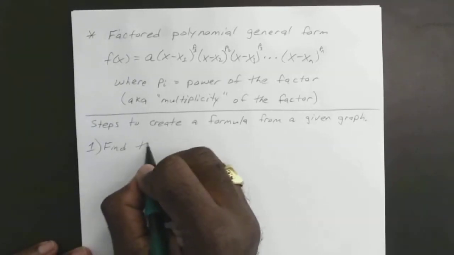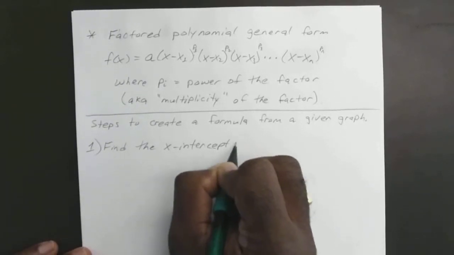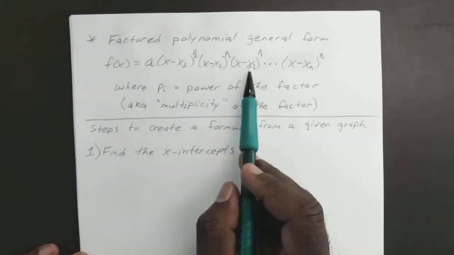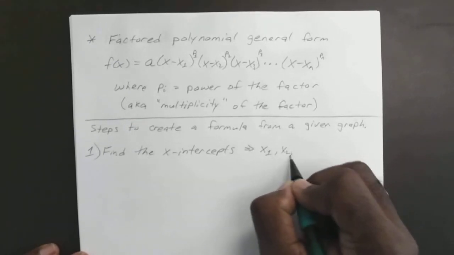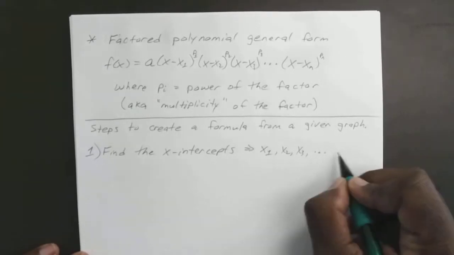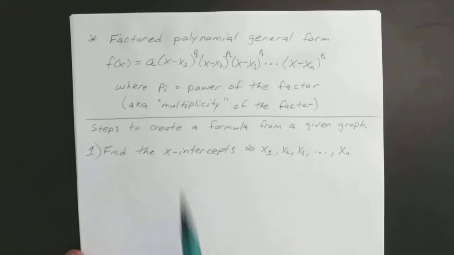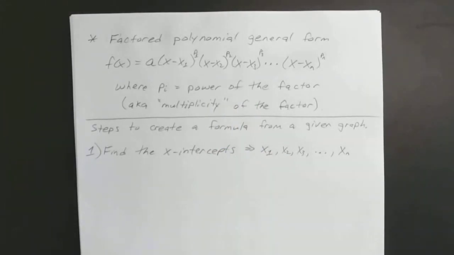Okay, so your first step, you're going to find all the x-intercepts. Your x-intercepts, if you look at the formula, are your x1, x2, x3, and it goes all the way to your xn. The x by itself is just x; you don't have to change those. But all the ones with the sub values, those are the ones you're going to change.